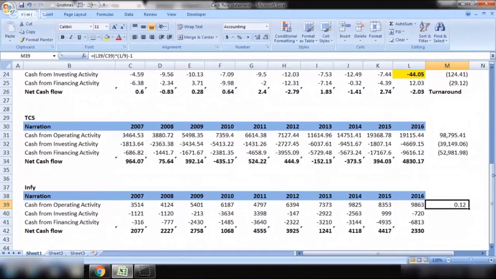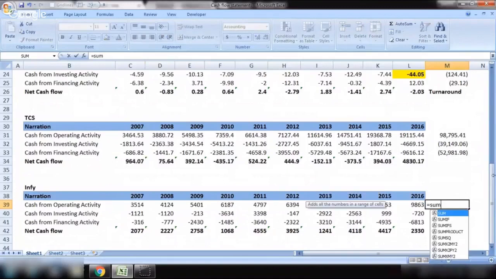Not as much as TCS, but nevertheless, 12% growth in cash flow is not a bad thing. Of course, TCS was growing it at close to about 21%, while these guys are growing it at 12%. Not bad. I would still be happy with such growth, especially given that Infosys is a very, very large company, right? So positive numbers throughout, highly profitable operations.